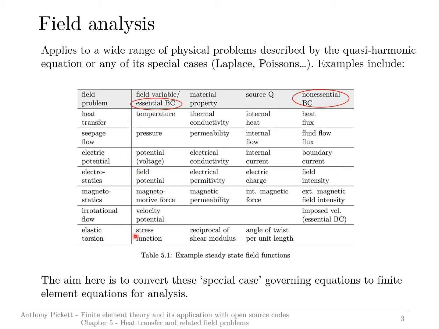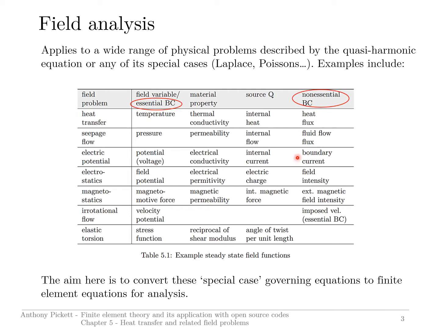Non-essential boundary conditions are, for example, heat flux in heat transfer analysis. This is where heat is taken out of the system by an imposed heat flow quantity, heat flux. In seepage flow, it's fluid flow flux, and so on. For example, in heat transfer, we might have convection at the surface, and this is a form of heat flux that depends upon the environment temperature and the temperature at the boundary of the part being analyzed.